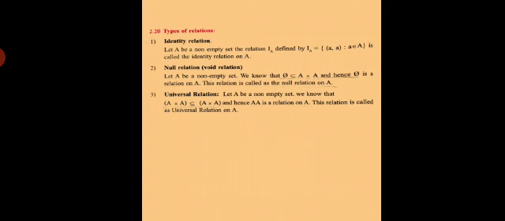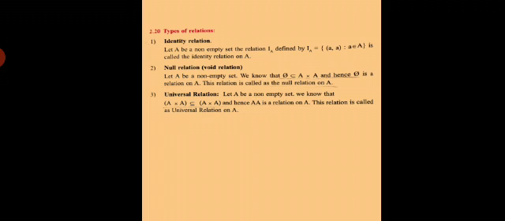What do you mean by an identity relation? Let A be a non-empty set. The relation I of A, that is the notation here we will denote it by I_A, is equal to the set of ordered pairs (a, a), where both are the same, where a belongs to set A. It is called the identity relation on A.